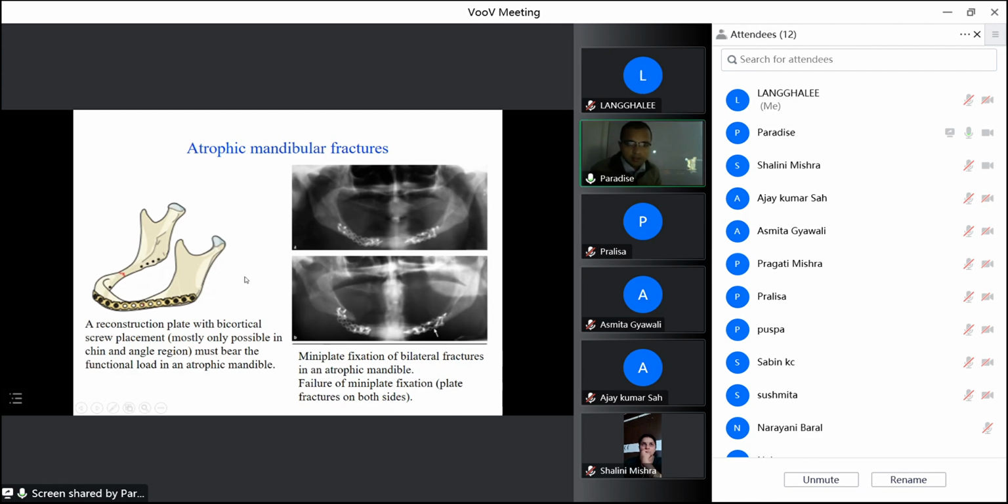As you can see on the left side, both the body regions are fractured and fixed with mini plates. The problem is, even though it is fixed with mini plates, you can see in the post-op case after a few months, both the plates are fractured. It is shown here just to show that if you place a mini plate in such cases, it will fracture. So you have to operate again. Mini plate fixation of bilateral fracture in an atrophic mandible, failure of mini plate fixation, plate fracture on both sides. So never put mini plates in such cases.